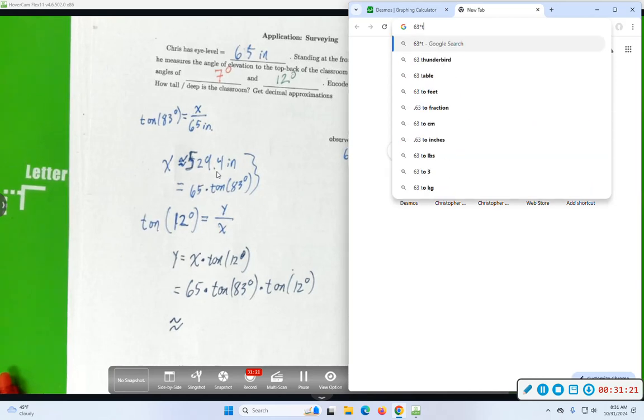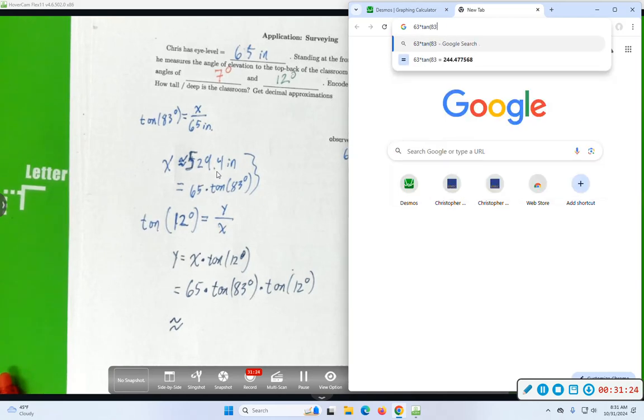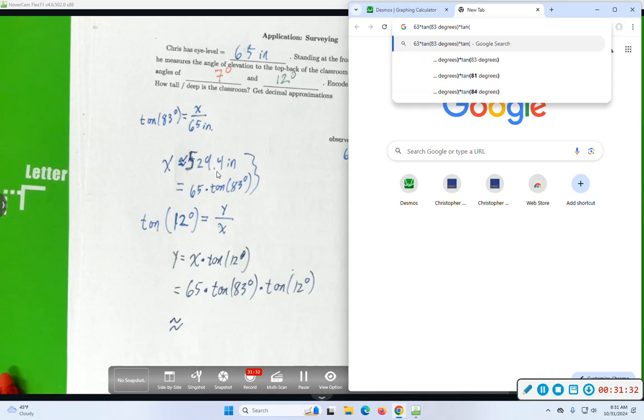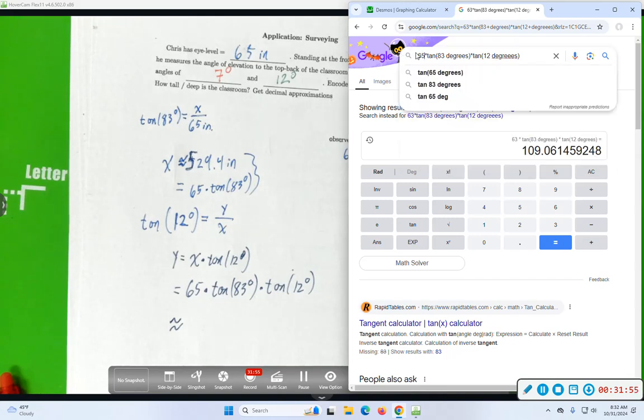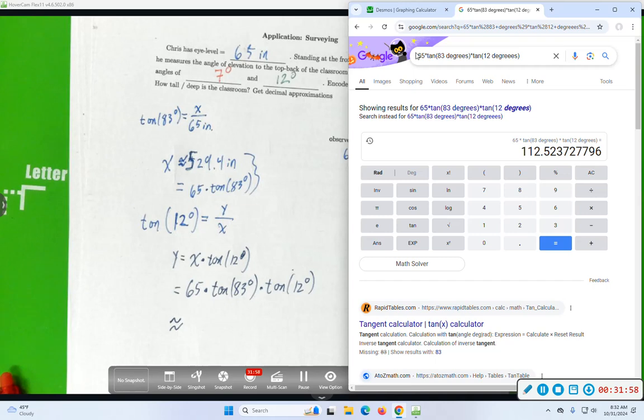65 times tangent of 83 degrees times tangent of 12 degrees. I'm getting on the order of 109.1 inches. Sure is. That is a good catch. 112.5 inches? Nice.